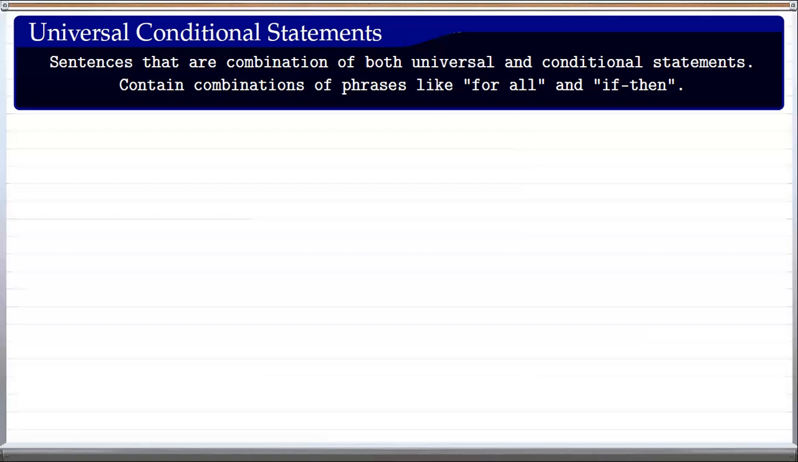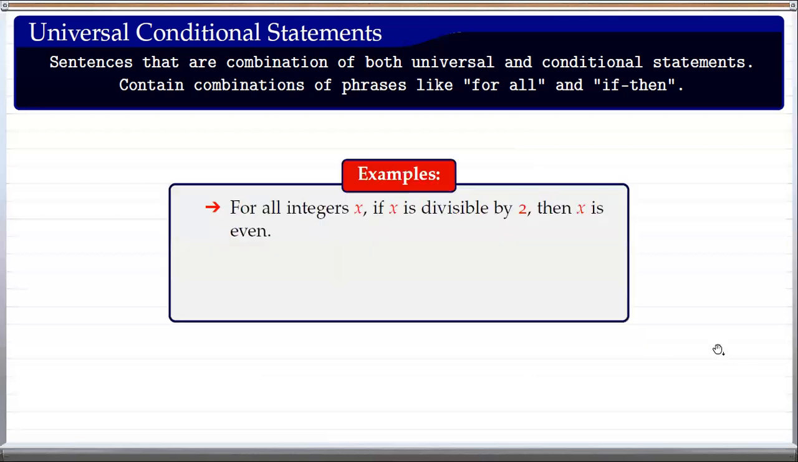And they contain combinations of phrases like "for all" for the universal part and "if then" for the conditional part. Here are a few examples. The first one says, for all integers x, if x is divisible by 2, then x is even. This part says universal, and then we have that followed by if then. So we have a conditional. So we have universal followed by conditional. So this is a universal conditional statement.